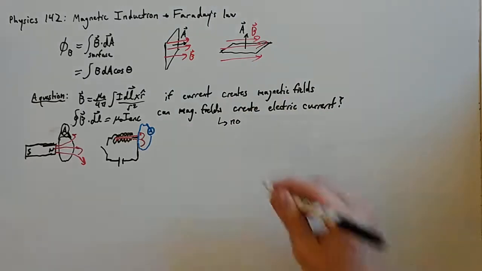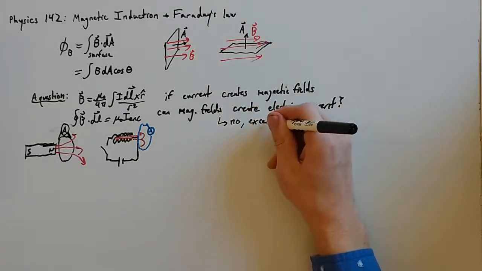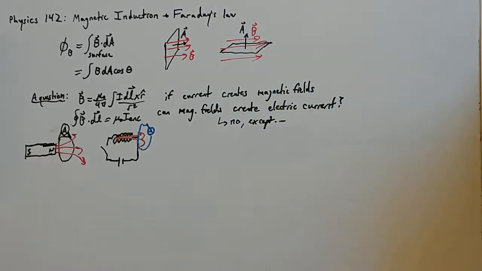Except, it was a pretty boring experiment, except there was something that they noticed when they did this experiment. What they noticed is that right after you close the switch, you get a little spike of current. So there actually was some current just right after you close the switch. You get a little spike and then nothing.